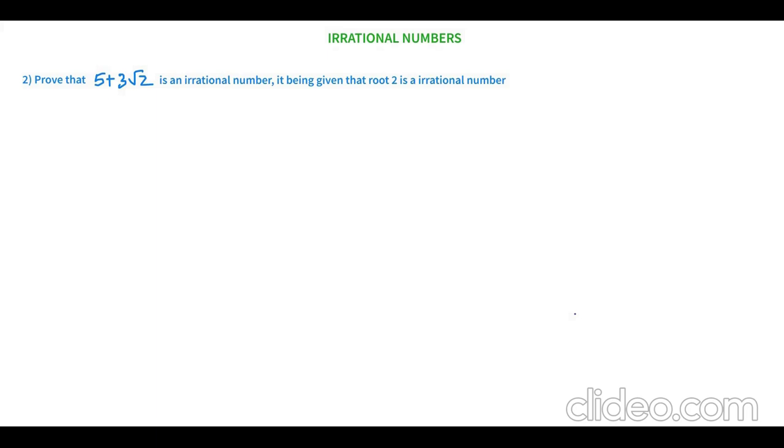Now let's see the second example for today, which is: prove that 5 plus 3 root 2 is an irrational number, it being given that root 2 is an irrational number. So we have to prove that 5 plus 3 root 2 is an irrational number where root 2 is an irrational number. This question was also asked in the 2018 paper. I'm just picking out the important questions. The same pattern would be there, the numbers would be a little different in the questions. So now let's see how to solve this.